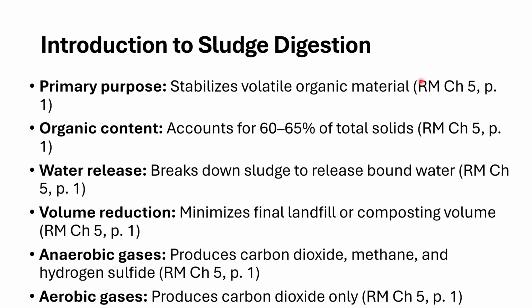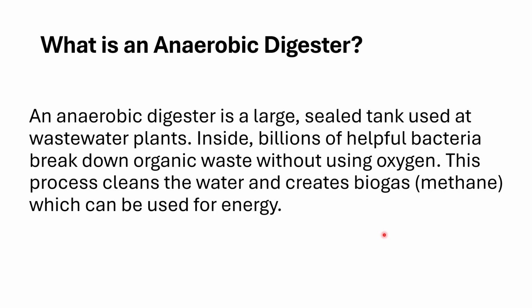And here's the citations. RM is Ragsdale Manual, Chapter 5, Page 1. That's where this material is located if you want to go back and read the manual, which I highly recommend, okay? Now, what's an anaerobic digester, okay?